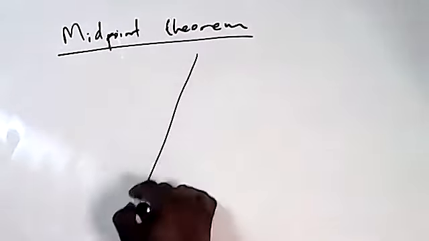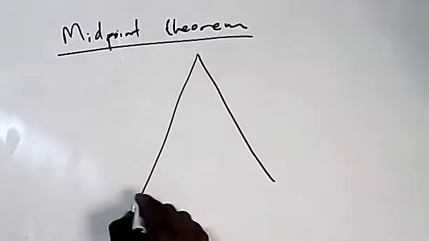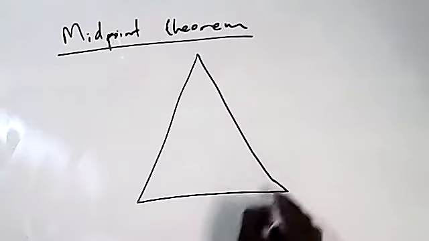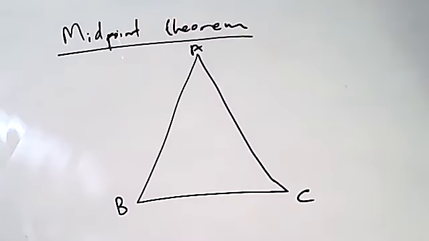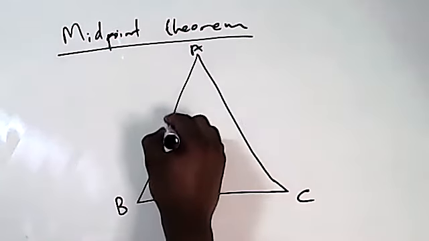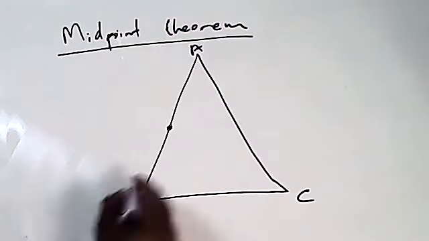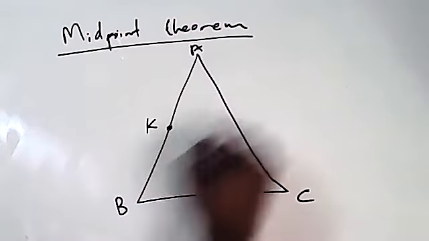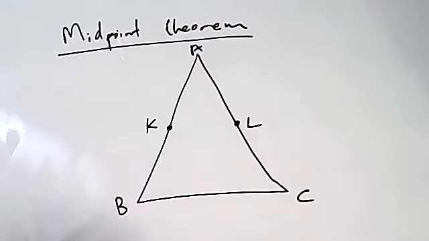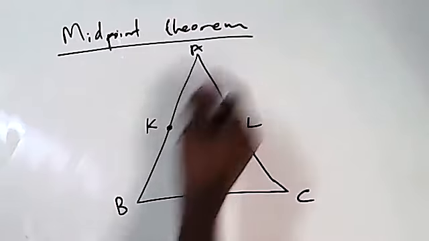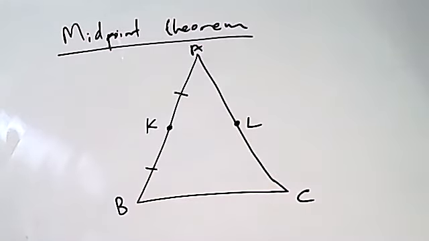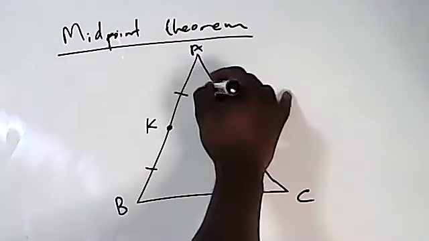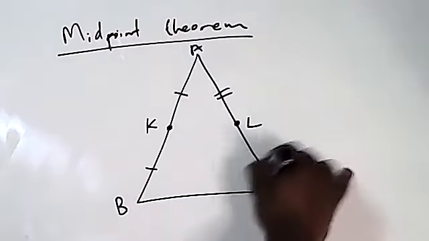So the midpoint theorem states that if you have a triangle, and let's say this is A, this is B, and this is C, and you have a midpoint. You know what midpoint means, right? Let's say this is K, and we have a midpoint here, let's say it's L. If we say K is the midpoint of AB, we are basically saying that AK is equal to KB. That is what we mean by midpoint. And if we are saying L is the midpoint of AC, we are basically saying that AL is equal to LC.